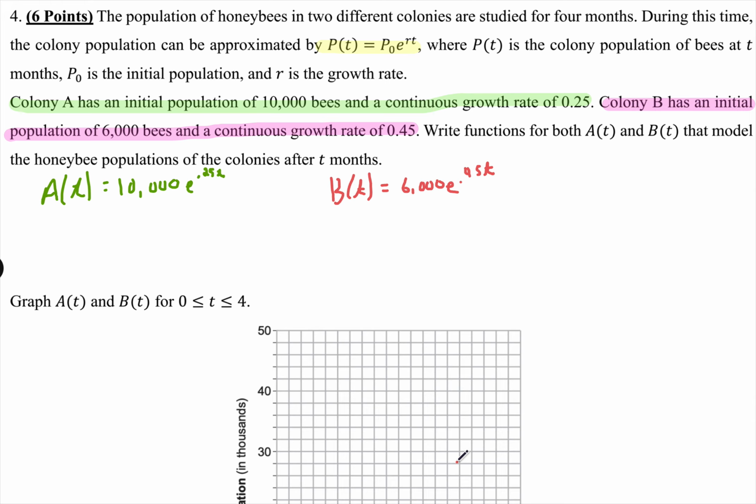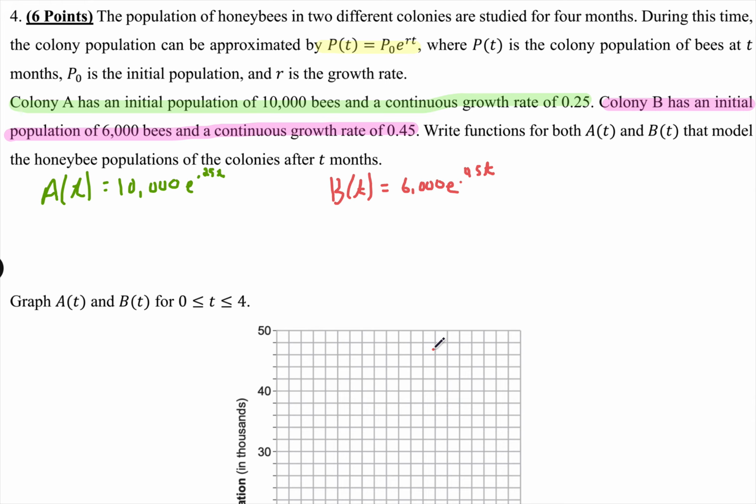This is like the oldest trick in the book, because really, what are you going to be doing here? B of t has a smaller initial population, but it's also growing faster, so you know at a certain point it's going to overtake it.